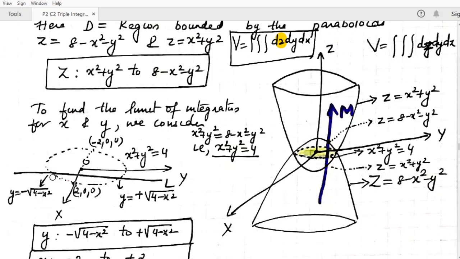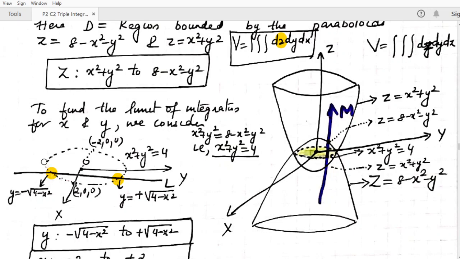So now we observe this line L and find the limit of y. We see that this line enters this region first at this point, passes through this region and exits at this point. So these 2 points will determine the limit of y here. What is the value of y at this point?